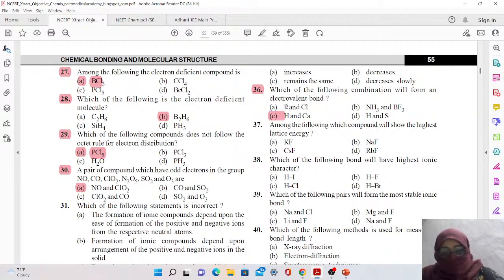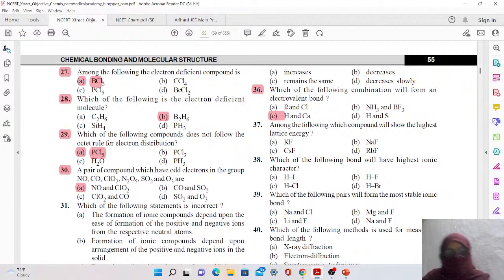Got it? Next: among the following, which shows the highest lattice energy? Do you remember I told you the concept of lattice energy? Lattice energy is the energy released during the formation of an ionic bond. The more ionic the bond, the more ionic character, the more lattice energy, because only an ionic bond has lattice energy. So a stronger ionic bond has the highest lattice energy.